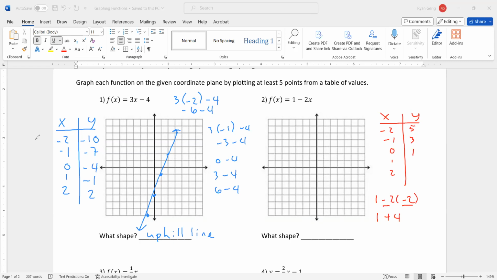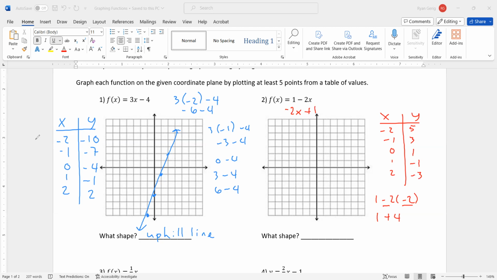1 minus 0 is 1. -2 times 1 is -2. 1 minus 2 is -1. And then -2 times 2 is -4. 1 minus 4 is -3. Okay, now I could have rewritten that as -2x plus 1, and that might have made more sense to you. Because I kept saying -2 and subtract 2, and I went back and forth with those. You should be able to do that by now, but if not, rewrite it with the x first. Might make your life a little easier.